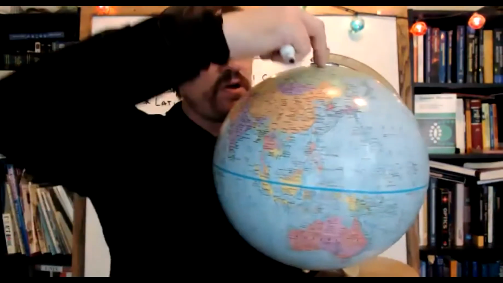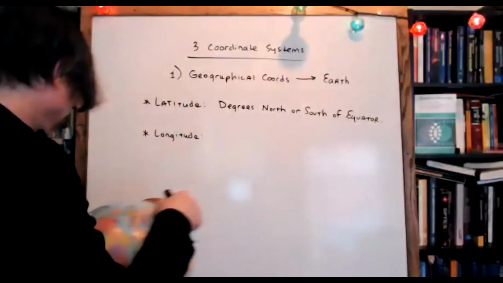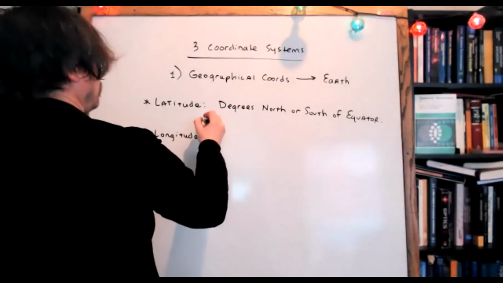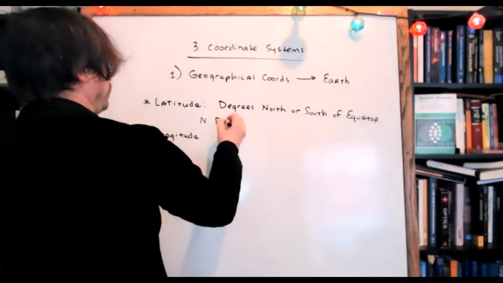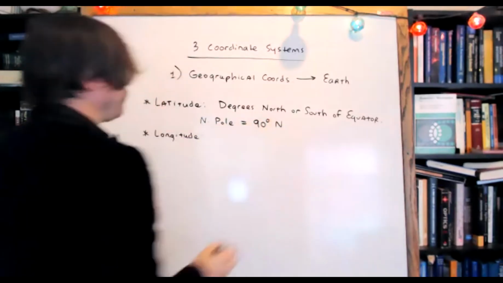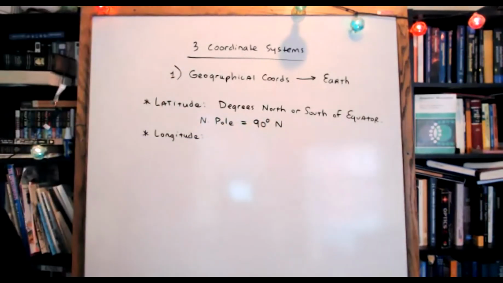And as you march your way up, you go 5, 10, 20, 30, 40 degrees, all the way up to the North Pole, which is 90 degrees north. And then you can tiptoe down to 90 degrees south, okay? So let's just write, for example, the North Pole has a latitude of 90 degrees north. That's just an example, okay?